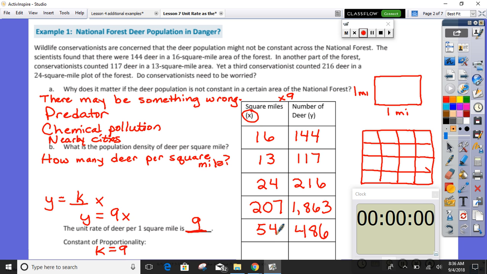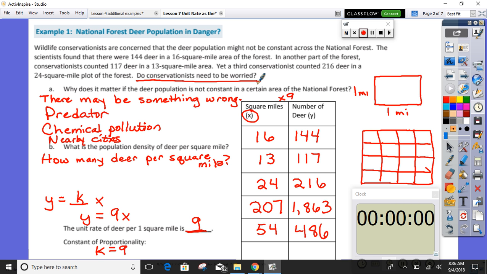Let's go back to the original question. Do conservationists need to be worried about the deer population? Kate? No. Why not? Because it's all equally spread out. Yeah, it's equally spread out, or it's constant all throughout.